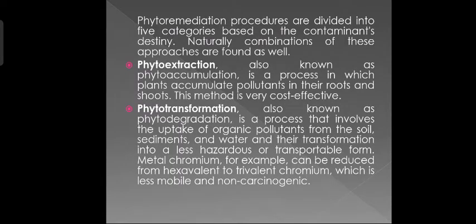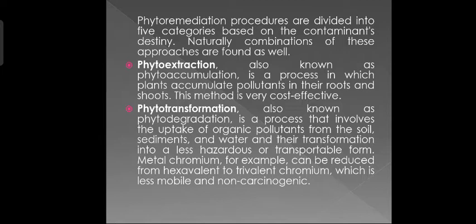So, phytoremediation procedures are normally divided into 5 categories. This categorization is based on the contaminant's fate or destiny. So, naturally, combinations of these techniques are found as well. The first procedure is phytoextraction. It is also called phytoaccumulation. It is a process in which plants accumulate pollutants in their roots and in their shoots. This method is very cost effective.